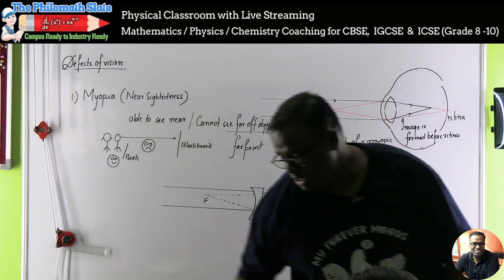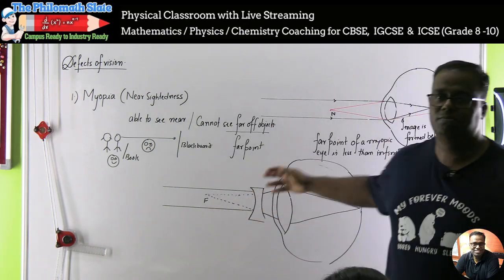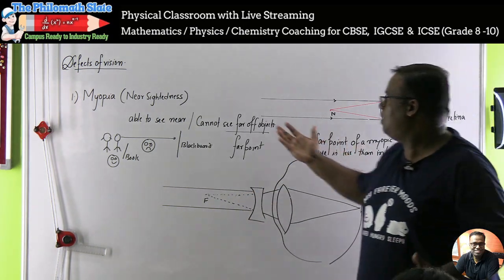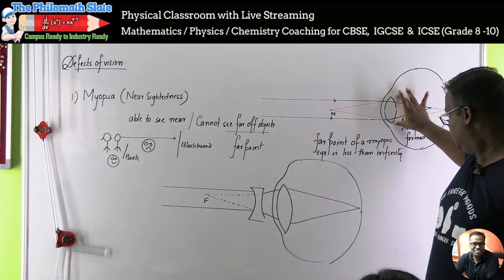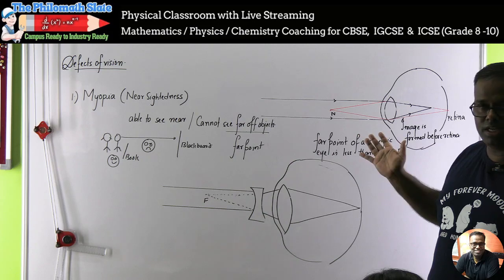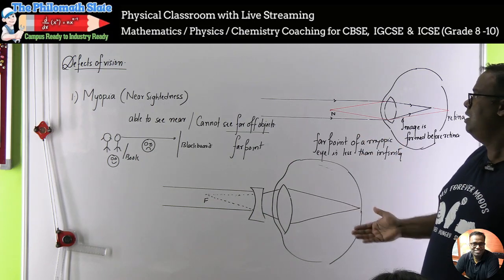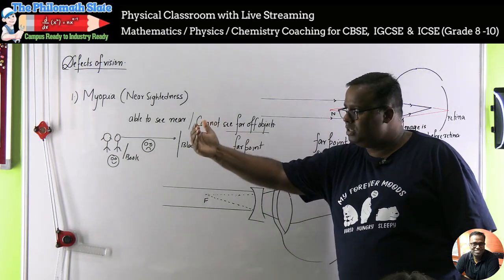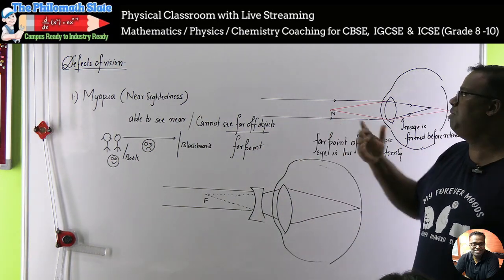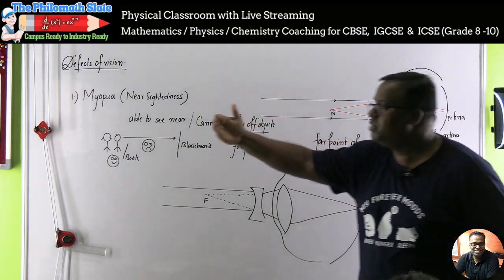So you are unable to see the far off things. Why are you unable to see the far off things? I am unable to see the far off things because when the demand for the lens is to be slender, my lens is not becoming slender. In other words, I can see things only up to a distance. So I say my far point, I am not blessed like other children where my far point is infinity. My far point has come near.